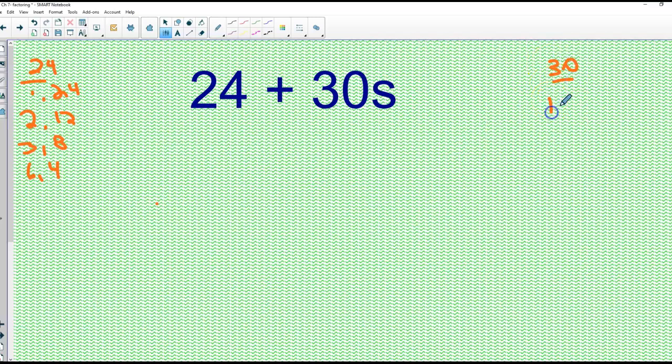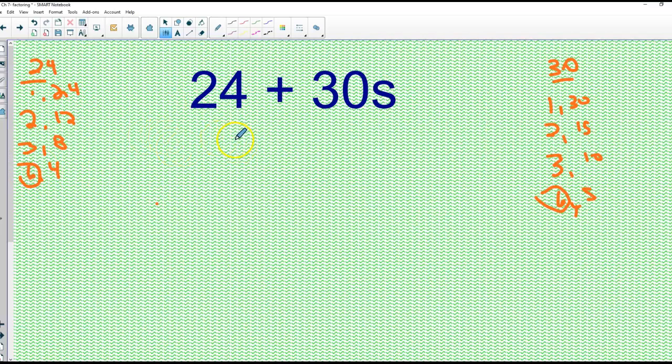1 and 30. 2 and 15. 3 and 10. 6 and 5. And I think I've hit those also. And find the largest one they have in common. If we're looking for the largest one, I think 6 would be it. So if you're struggling to find the largest common factor, this listing might help you a little bit.